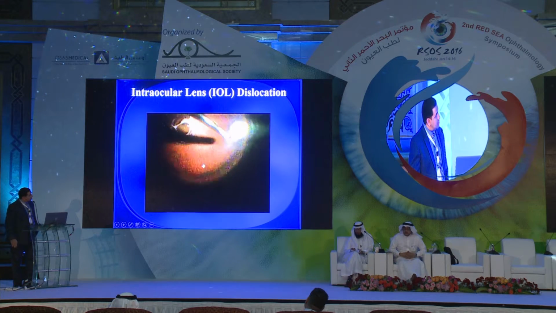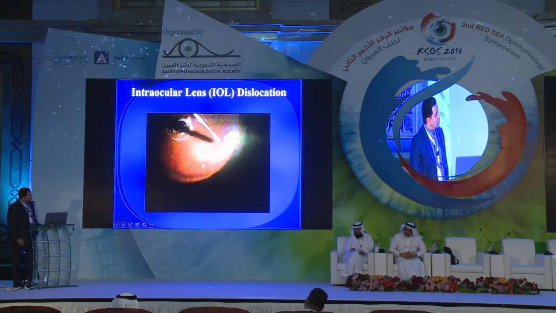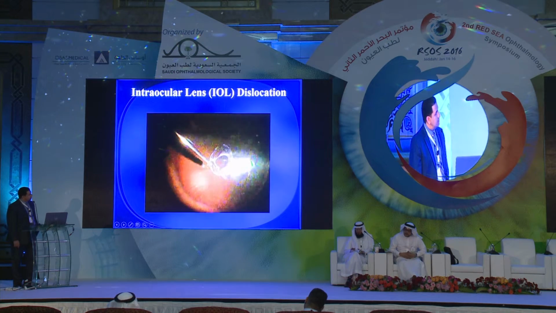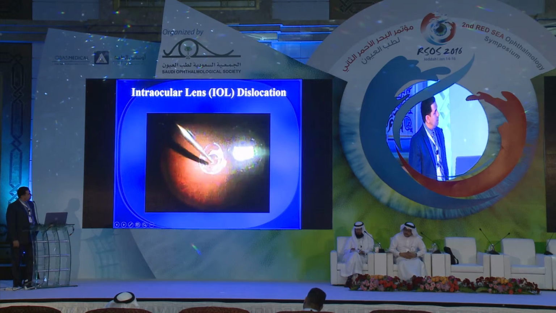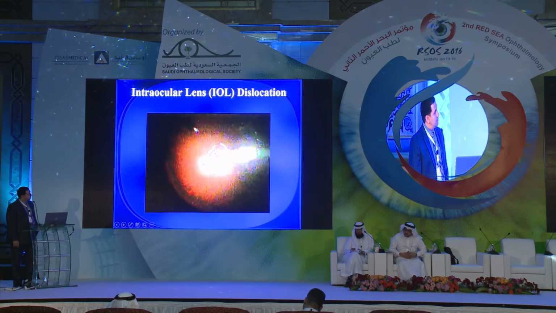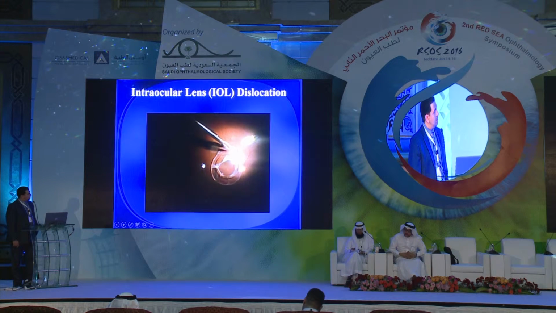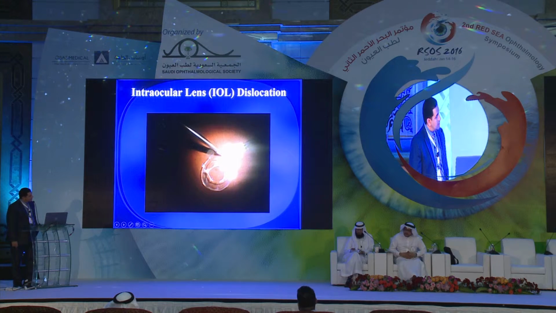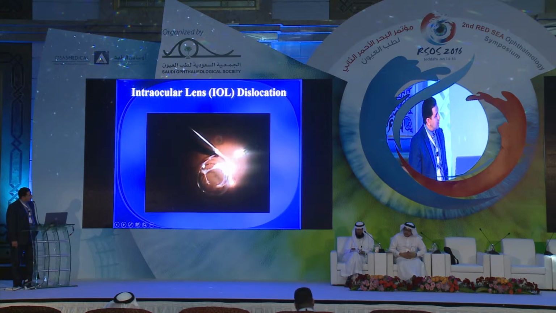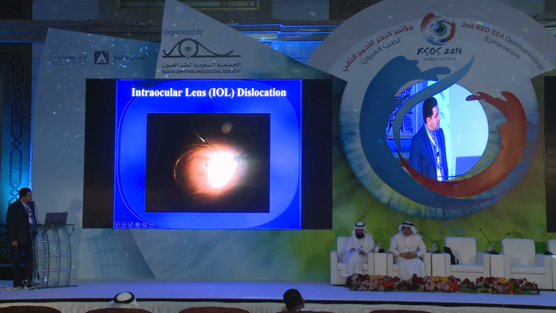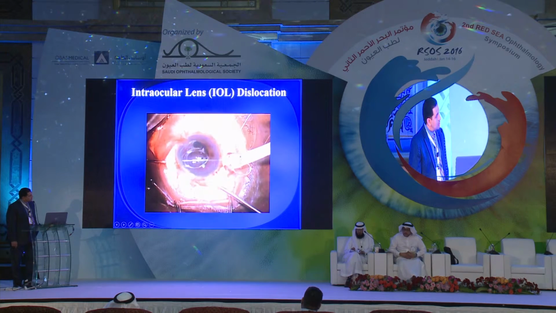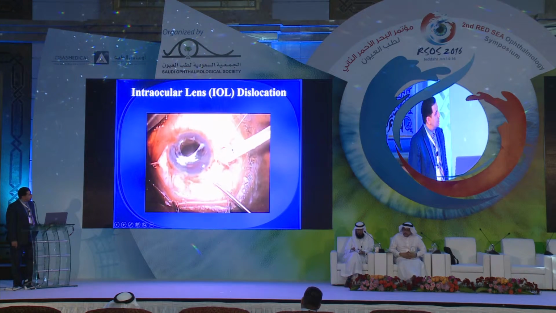If the lens is not near or very near the periphery, better not to do the shaving of the vitreous base. Maybe it will carry a risk of complications. Now we will grip the lens from the distal haptic, but very carefully. Now we will bring it anterior and try to push it into the anterior chamber with the second instrument.